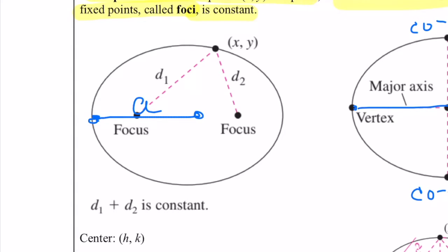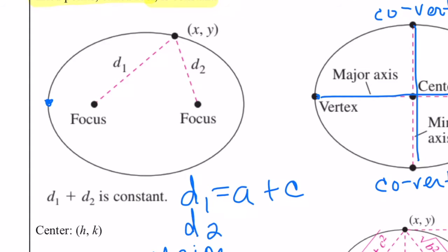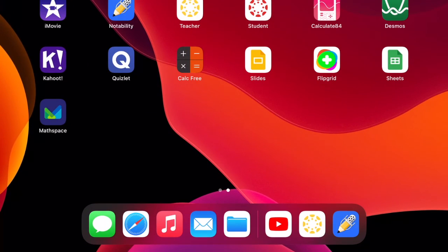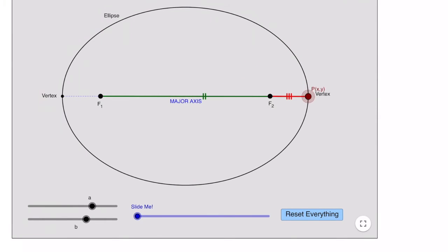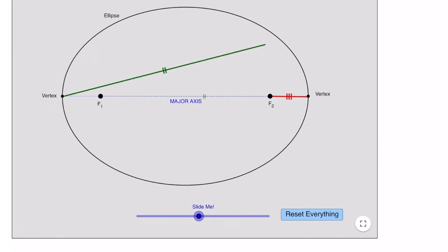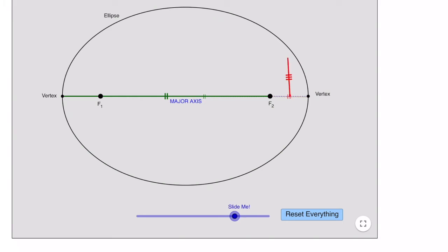If the point is on the major axis, well, we know that D1 is going to be the length of A plus the length of C. We will know that D2 will equal the length of A minus C. So here we have an ellipse. If I move the point to the major axis, we can see that the 2 lengths, the A plus C and this length, A minus C, will equal the length of the major axis.